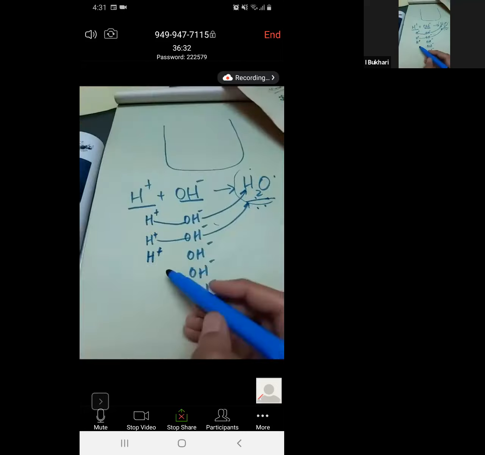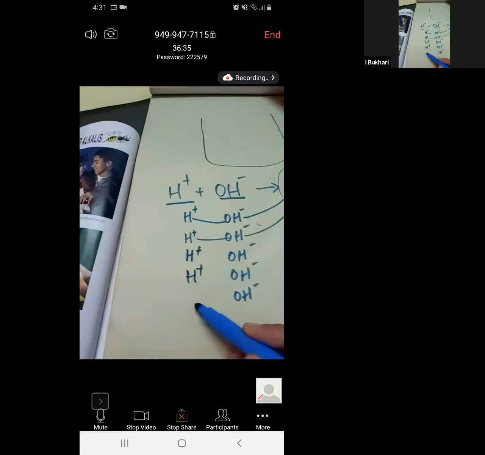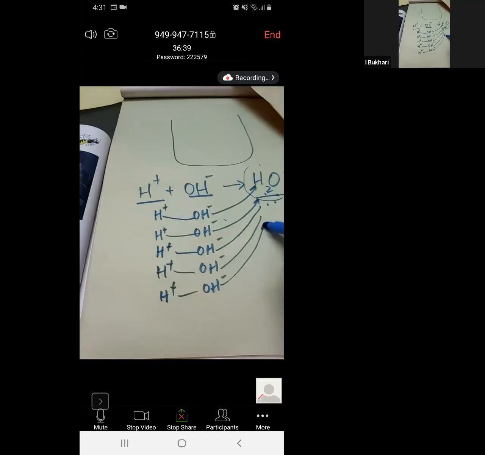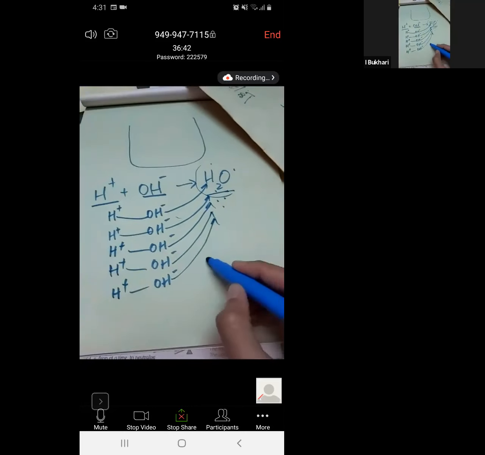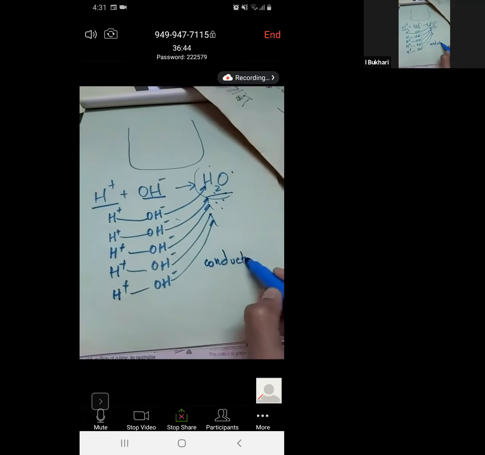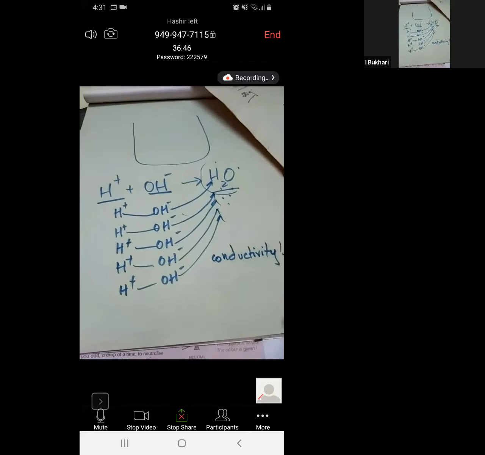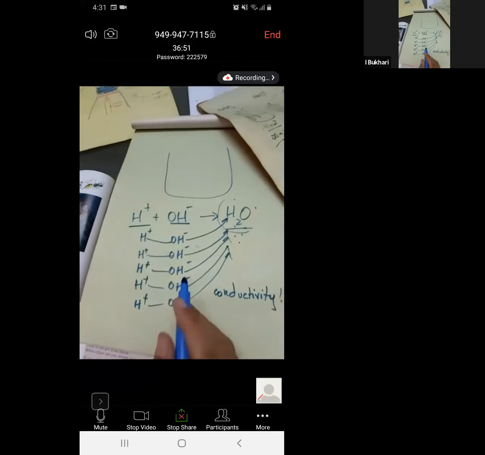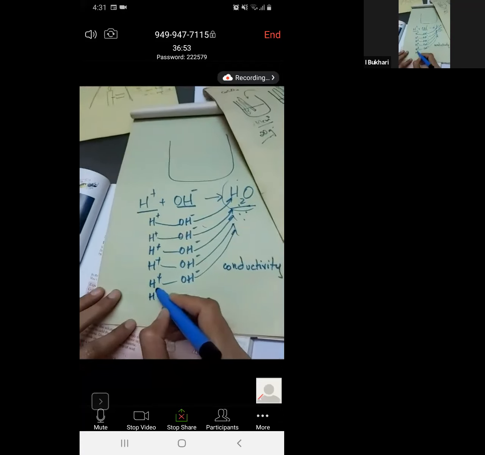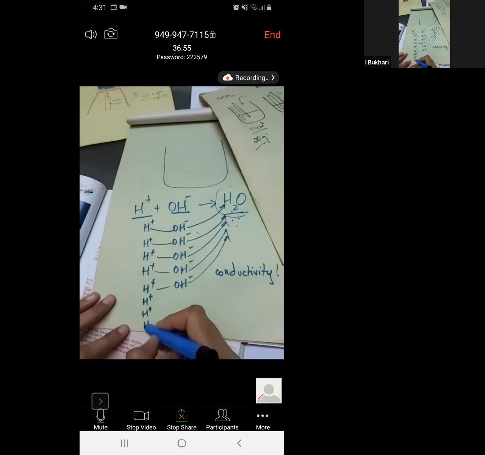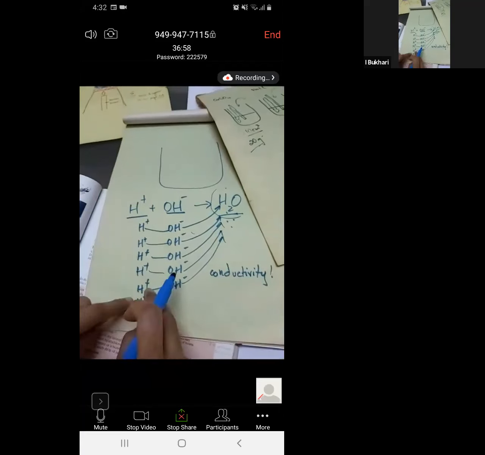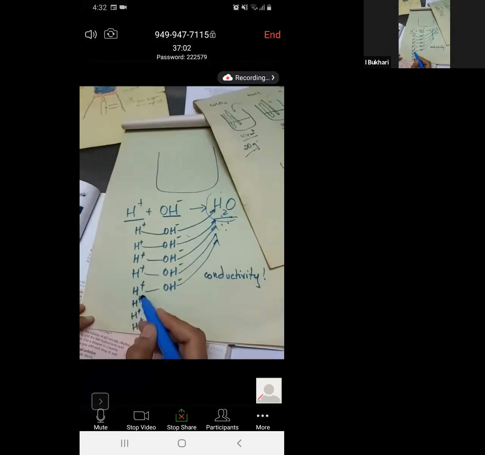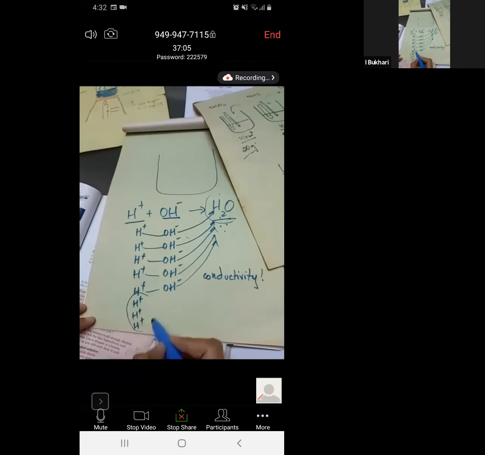Therefore, you are decreasing the number of charged particles. So conductivity of the solution will decrease so much so that at the end there are almost no charged particles available. But if you keep adding hydrogen ions, if you keep adding the acid, what do you think would happen to the conductivity of the solution?